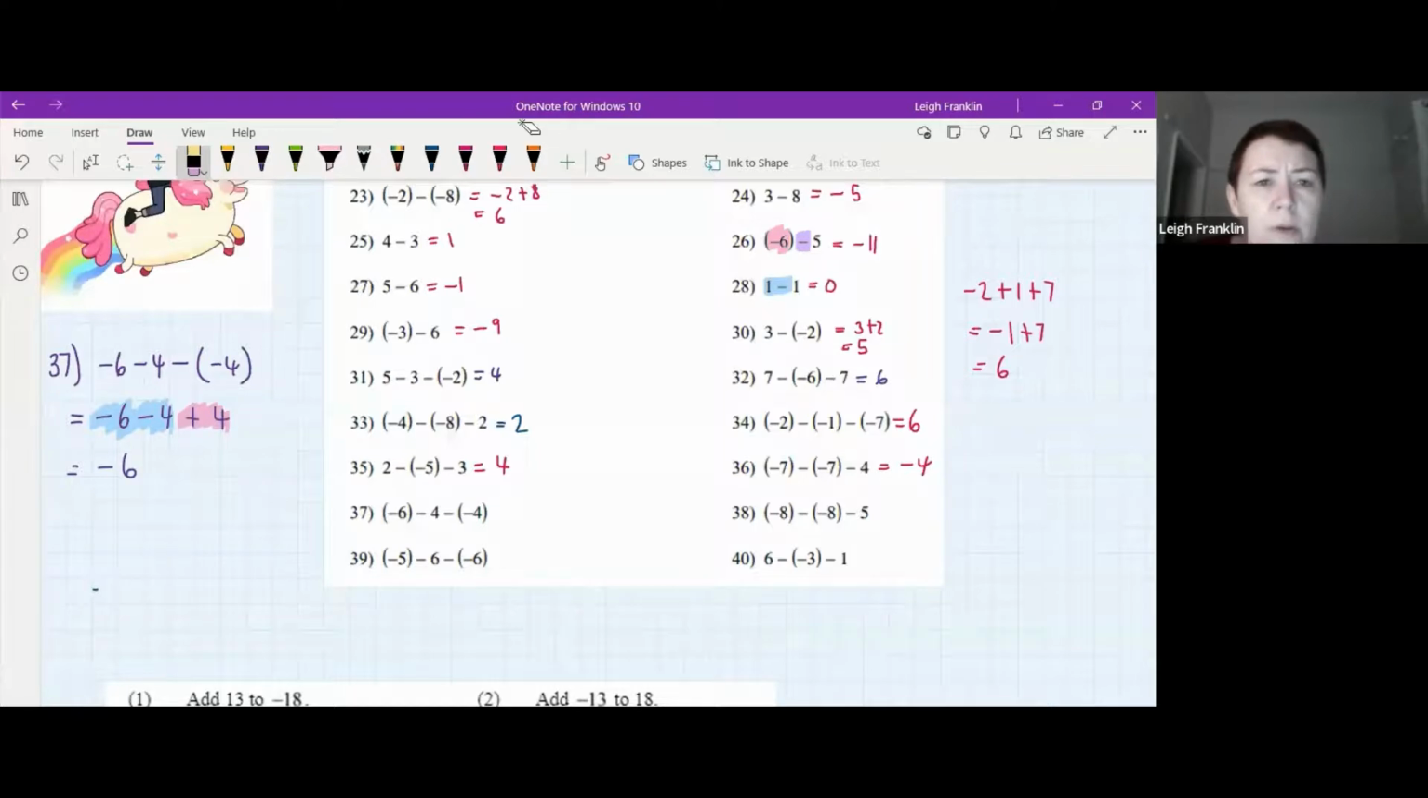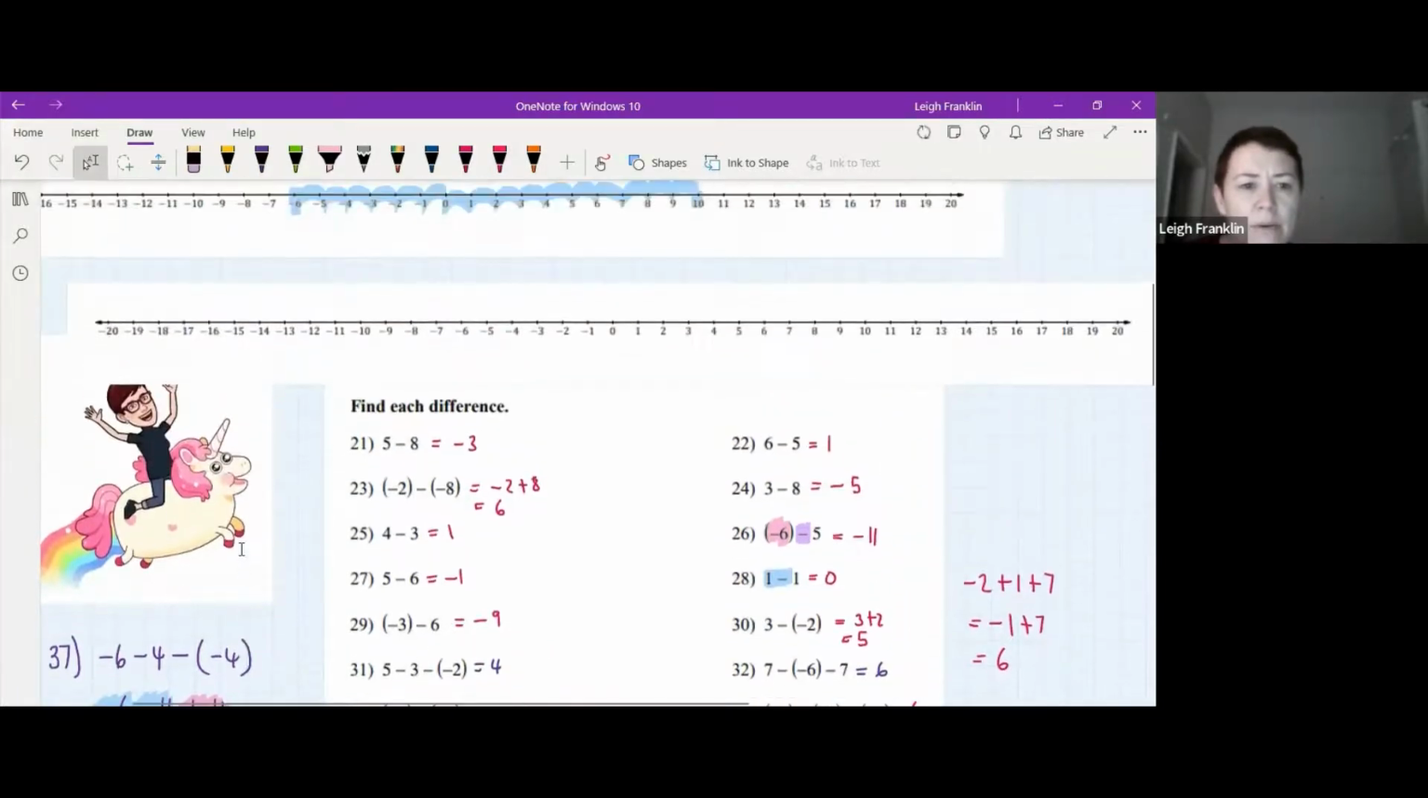All right, so if we're doing question 37, it means start at -6. Then we're going to subtract 4, and then when we add a negative, we're going to add 4. So if we start at -6 and we minus 4, that will put us at -10. And then if we add 4, it means to turn around and go in the other direction 4 places, which means we will end at -6.